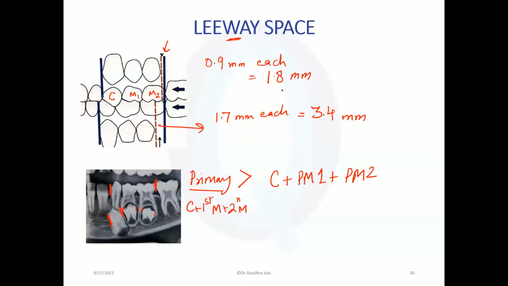So leeway space is a bit more in the mandibular arch. You understand this? There is a difference in the dimensions of the primary teeth and the permanent teeth. The dimension of the primary teeth is a bit more. In the mandibular arch it is 3.4 mm and in the maxillary arch it is 1.8 mm.